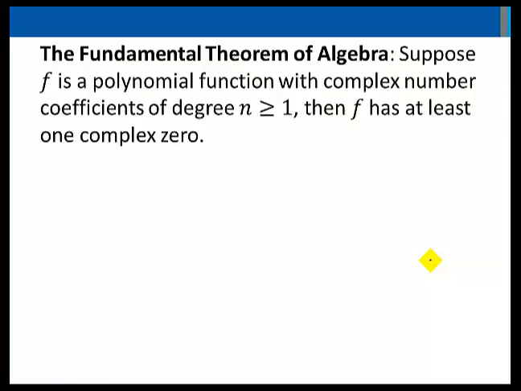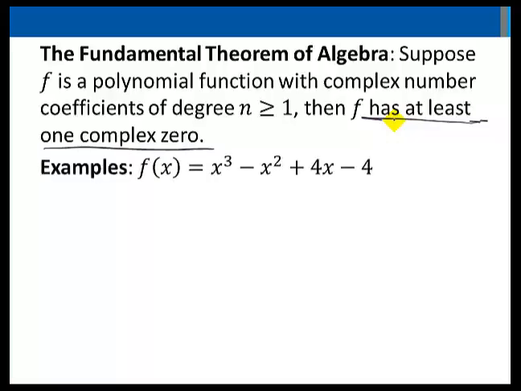The fundamental theorem of algebra. Suppose f is a polynomial function with complex number coefficients of degree n greater than or equal to 1, then f has at least one complex zero. Well, let's look at some examples. First of all, the function we've been working with, x cubed minus x squared plus 4x minus 4. This polynomial has degree 3, so we should have at least one complex zero, and in fact we do have 3.